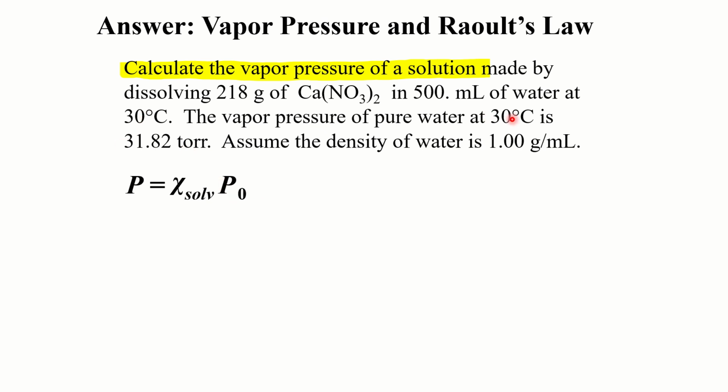You see some temperature values mentioned here. This is not a Clausius-Clapeyron equation. You don't need to make use of these temperature values. It's just important to note that the vapor pressure of water would change if the temperature changed, but for our purposes, this is what we need. Here it says the vapor pressure of pure water. So our solvent here is water, so this is our P0 value. 31.82 torr is our P0.